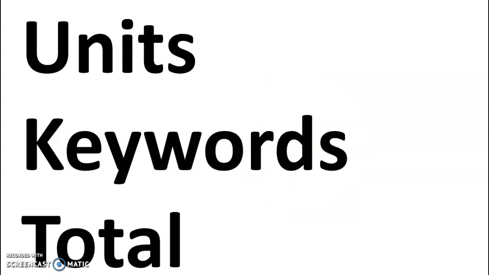UKT stands for units, keywords, and total. And when you're solving a word problem, you work UKT from top to bottom. What I mean by that is you find the units first, you analyze the problem for keywords, and then if you still don't know what operation to use, you're going to look to see if you know the total or if you don't.